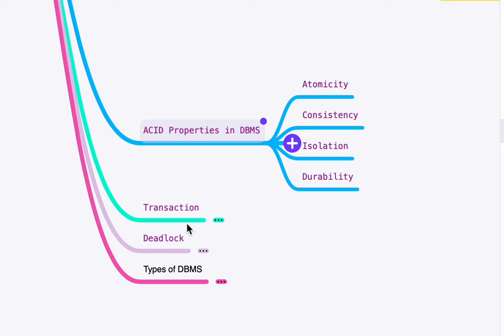On today's session we are going to learn about the ACID properties in DBMS. So we know ACID stands for atomicity, consistency, isolation and durability. These properties were first proposed by Reuter and Haerder. These two scientists came up with the database properties called ACID.